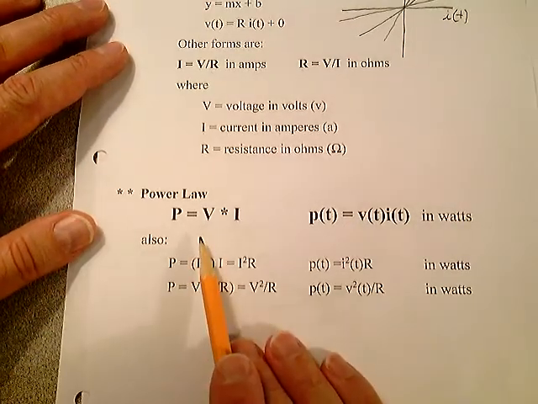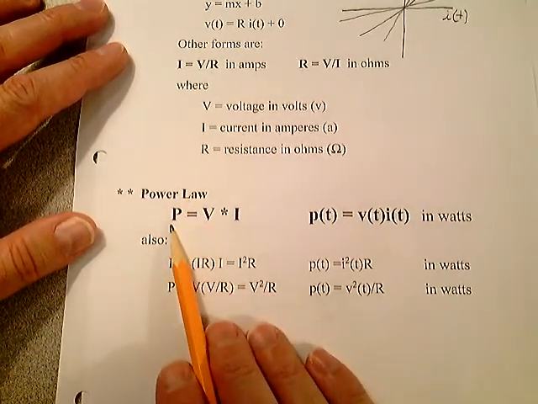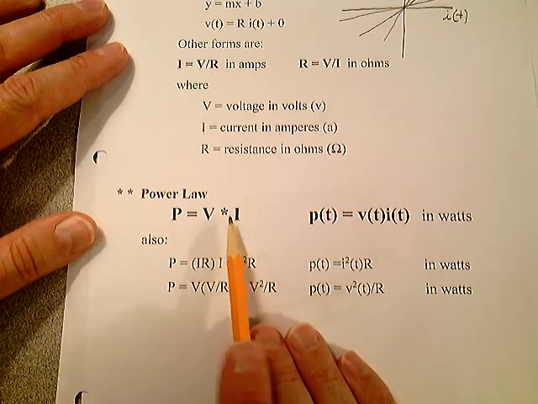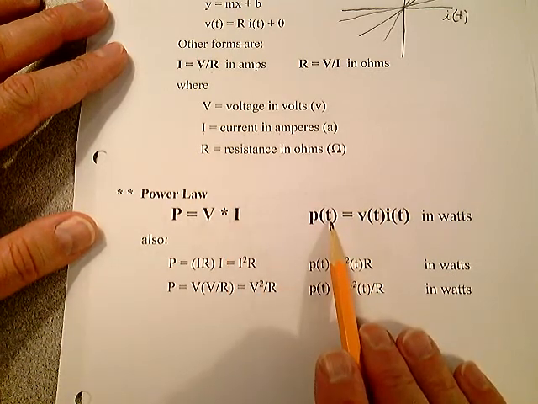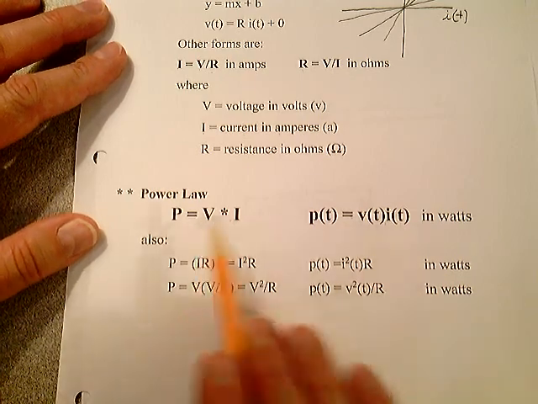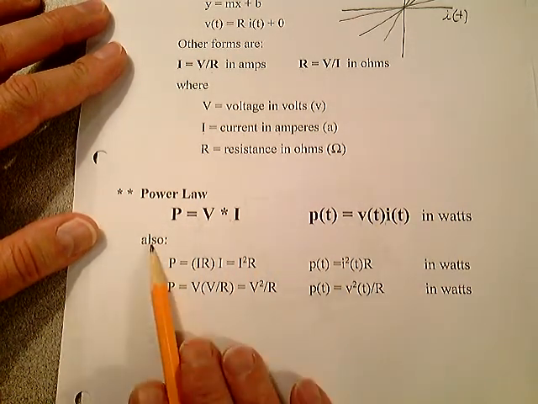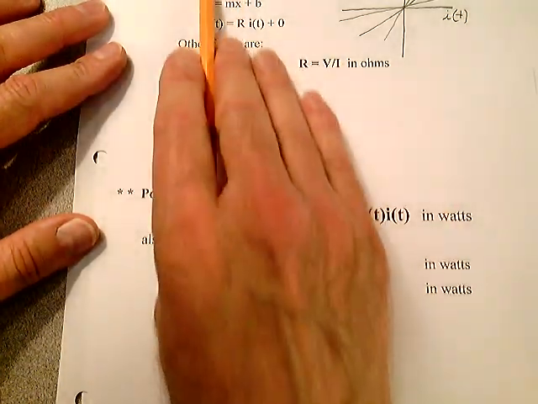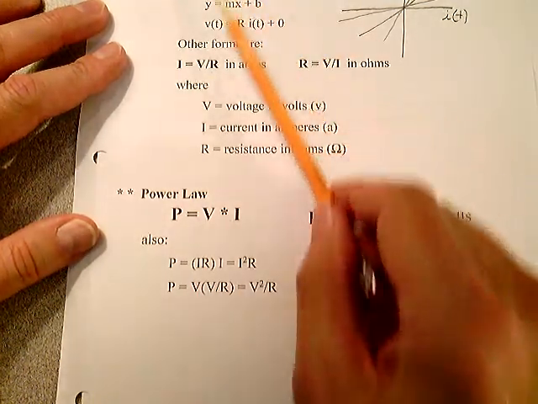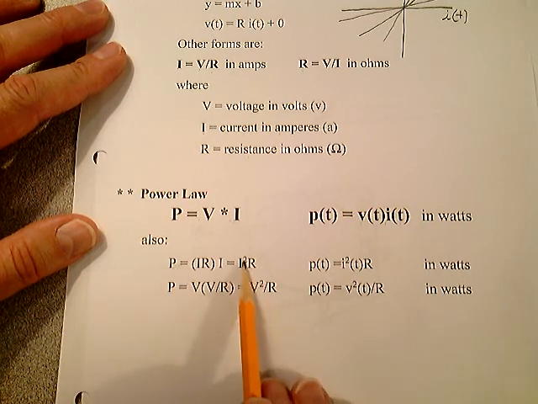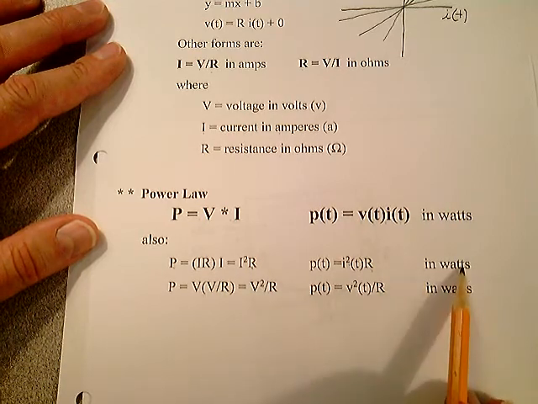Then we already know the power law. The power law says power is equal to voltage times current. In DC, and in the time-variant case, power with respect to time is equal to voltage with respect to time times current with respect to time. It's the same power formula. Also, if we take some of these variables, V and I here, and substitute in some of these derivatives of Ohm's law up here, you can see that power can be represented as I squared R, in the DC sense or in the time-variant sense, and it's in watts.